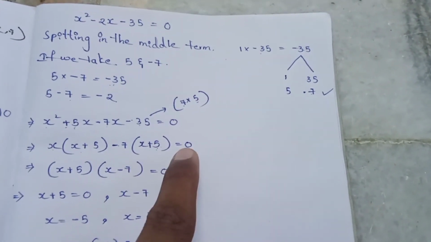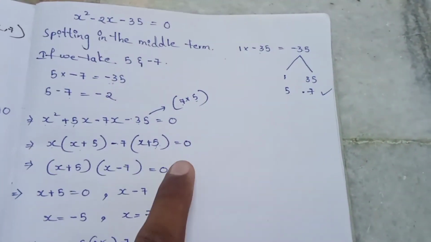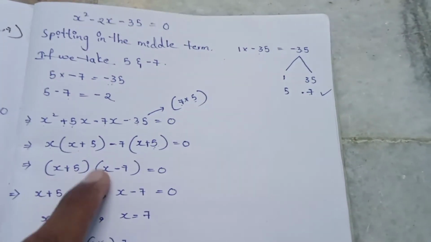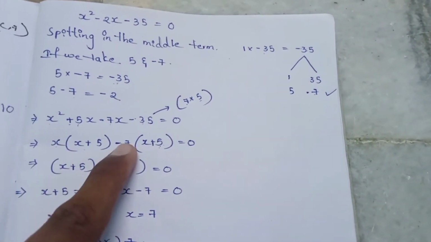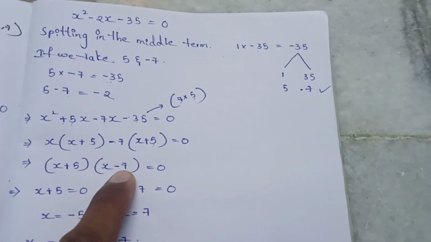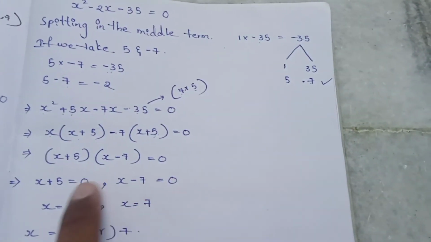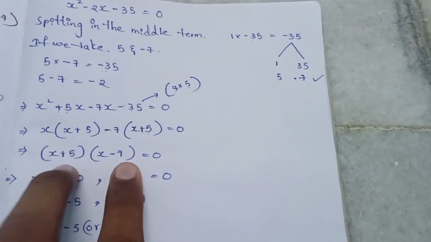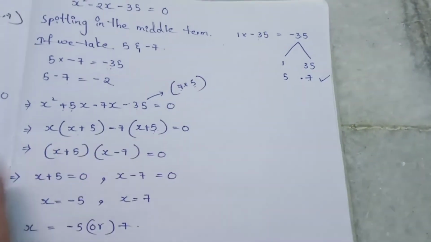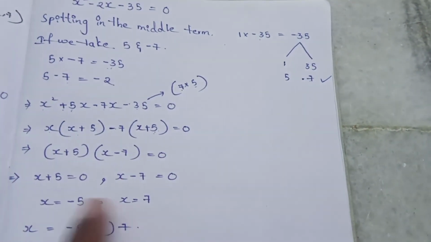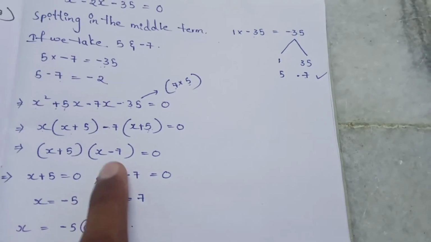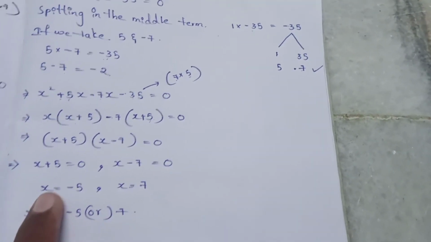x plus 5 is equal to 0. Now x plus 5 is common. x plus 5 into, and what is remaining here, x minus 7. I am taking x minus 7 as another bracket. x minus 7 is equal to 0. The product is equal to 0, so I am separating them into one term each: x plus 5 is equal to 0 and x minus 7 is equal to 0.